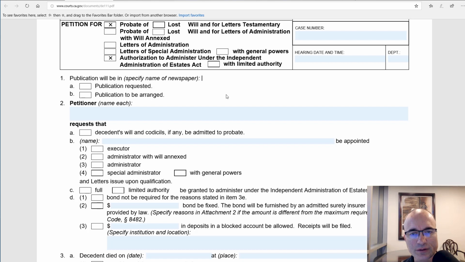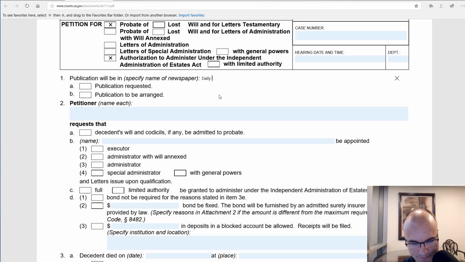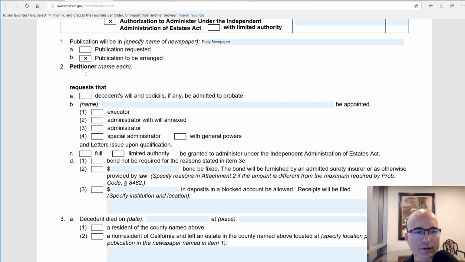Publication will be, so you're going to have to publish notice of your probate in a newspaper. Otherwise, it can't be granted. It can't even be heard. So you have to tell the court where you're going to publish it. So you put whatever newspaper you're going to use right there. And either you tell the court, I've already requested publication, or it's going to be arranged. I'll get around to doing this after I file the petition, which is normally what we do. So we start here with the petitioner. Who is bringing this? Again, that was Bob Smith.